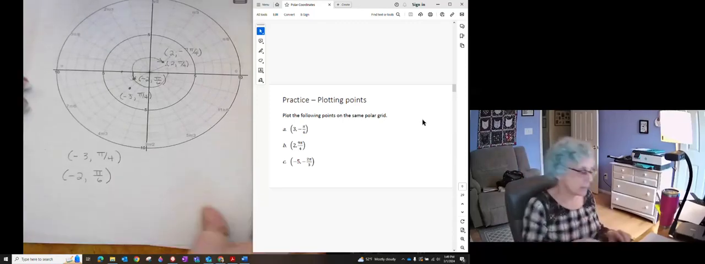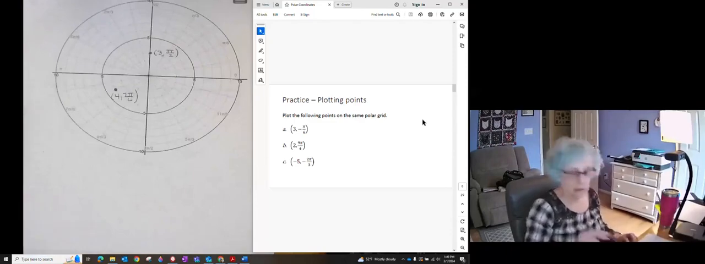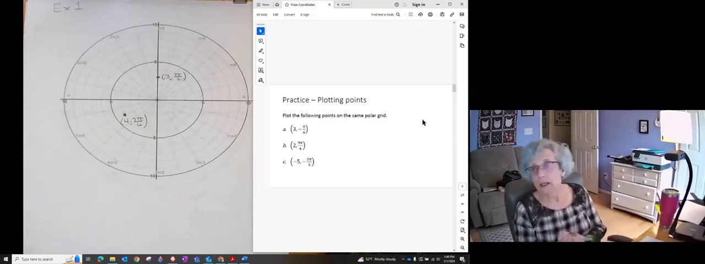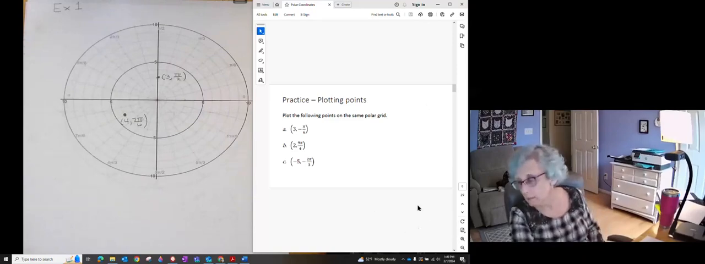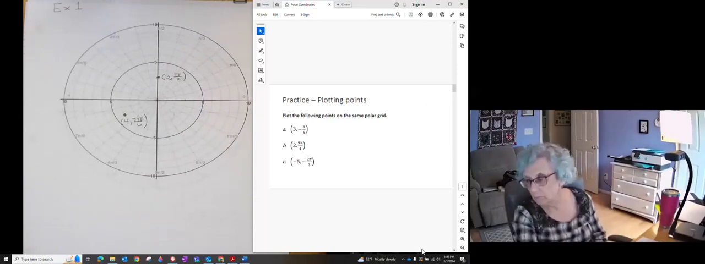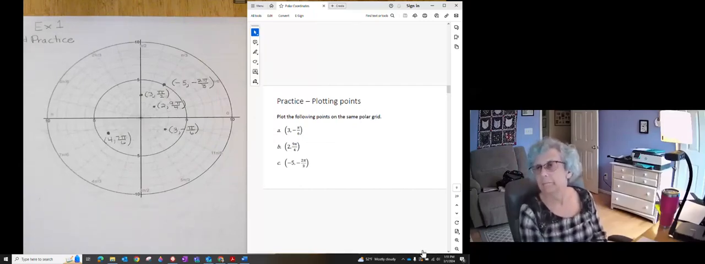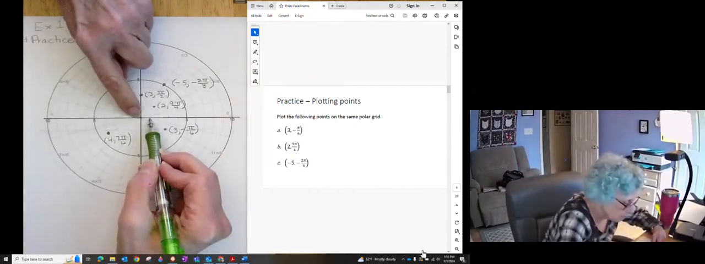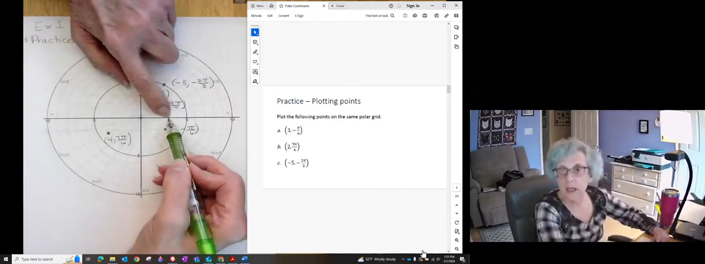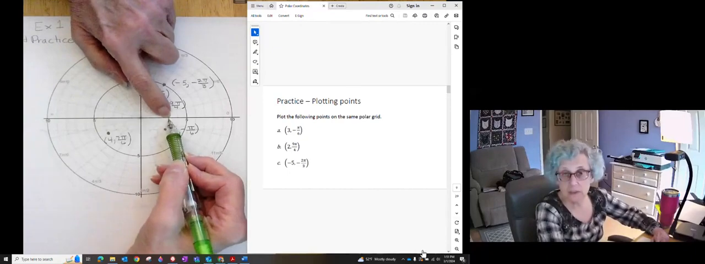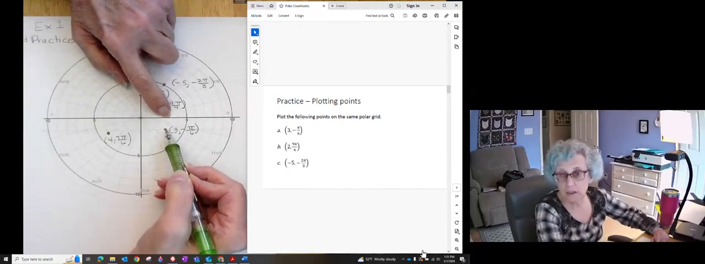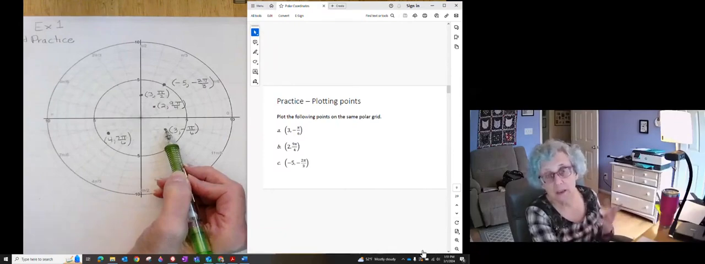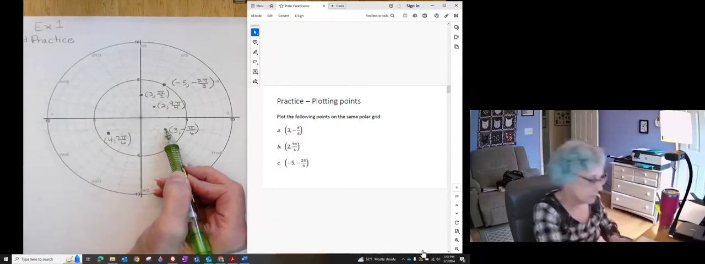So let's practice plotting some points. Get some graph paper out and you try, and I'll try, and then we'll come back and compare our points. Let's compare (3, -pi over 6). So I would move to the right 1, 2, 3 units, and then -pi over 6 means I move in the clockwise direction, pi over 6 units. A lot of other ways we could represent that. It could be (3, 11 pi over 6).